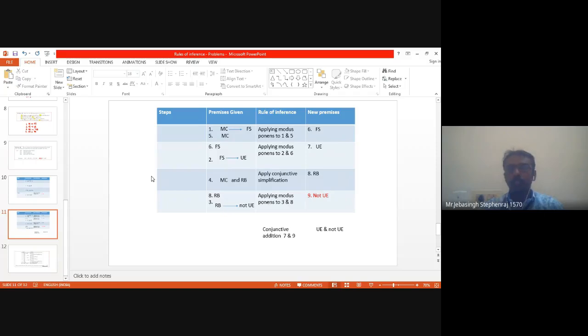Are you able to understand? This is how you have to construct new premises from the given premises using the rules of inference and arrive at a conclusion. Here the conclusion is that the given premises are a contradiction.